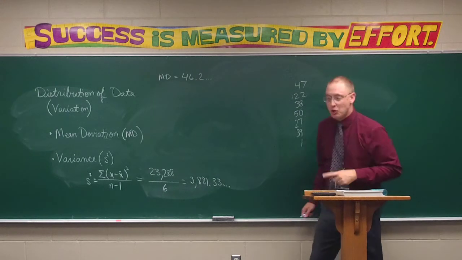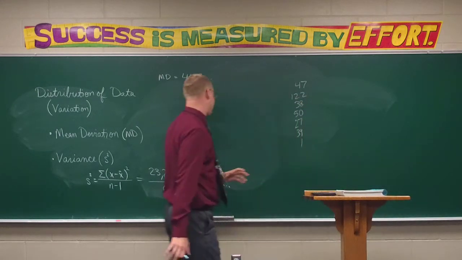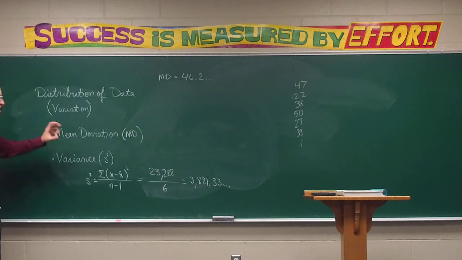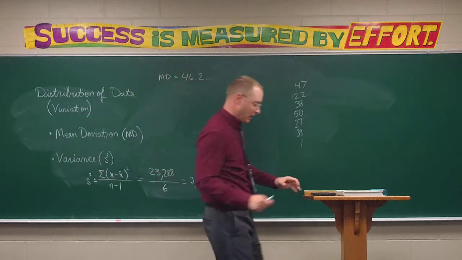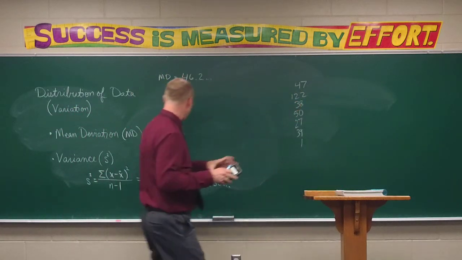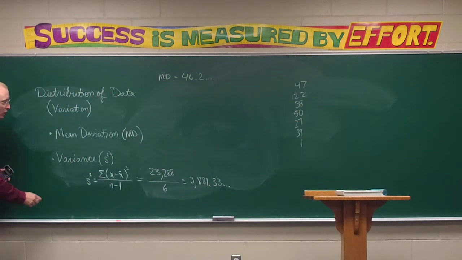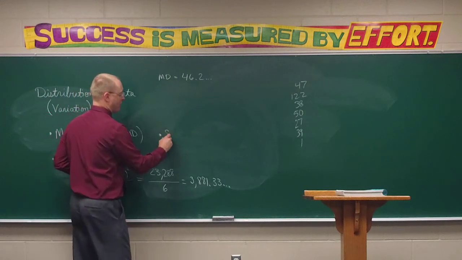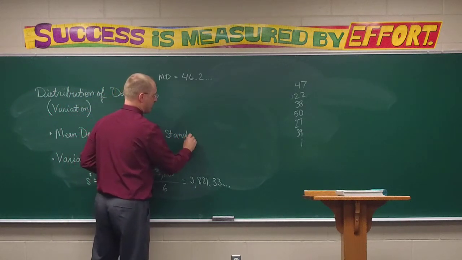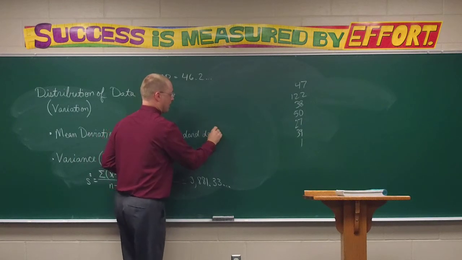Yeah, me too. So smart mathematicians came along and said, this is such a big number, this variance thing. So we're going to do something else. What if we took the square root of that number? That would make it smaller. So now take the square root, those who have it on the calculator already. The square root of variance is something called standard deviation. Write that term in your notes. Standard deviation.